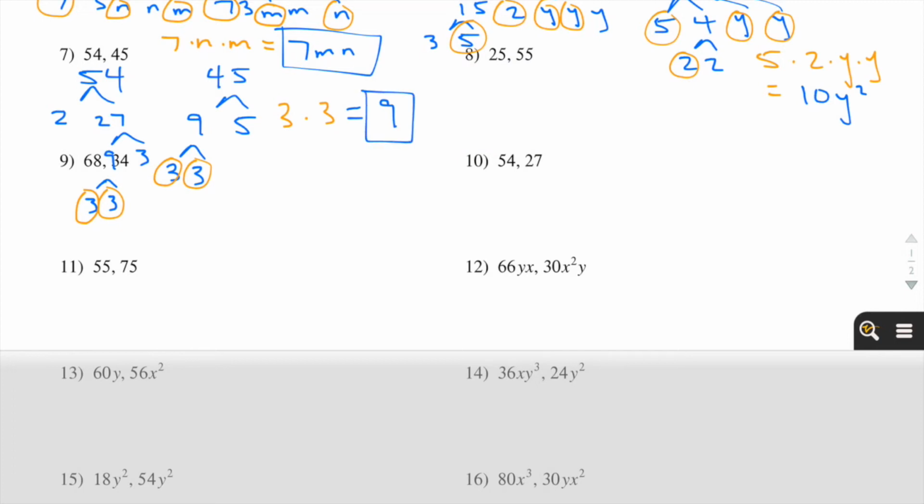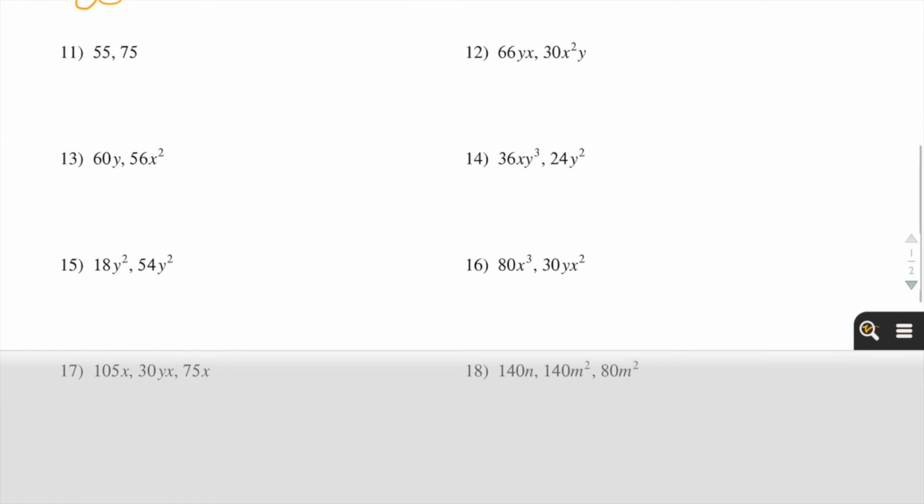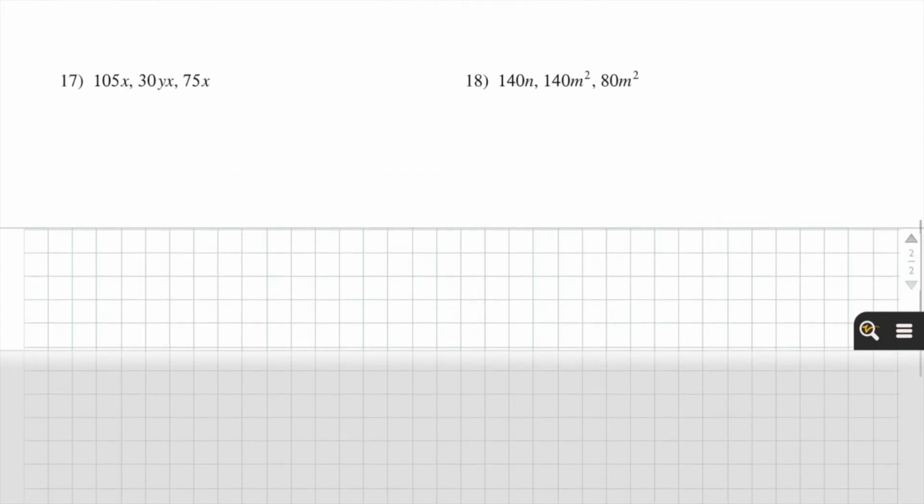I'm actually going to run down to number 18 to show you a tough one, but it's all repetition. There's really no tricks and stuff like that. It's all the same concept. But let me go down to number 18 so I can show you how to do it for 3.